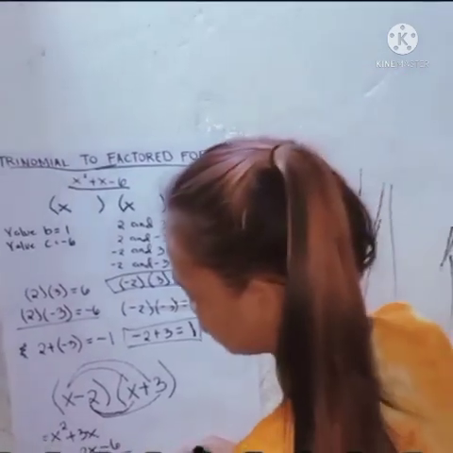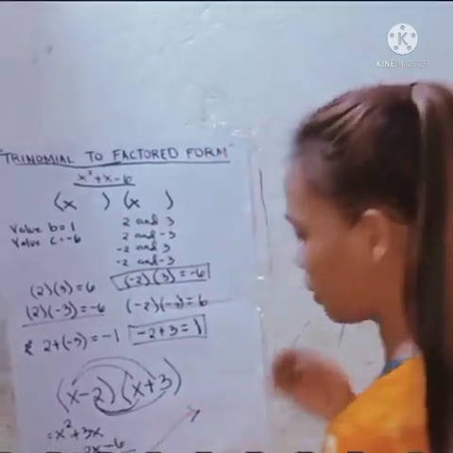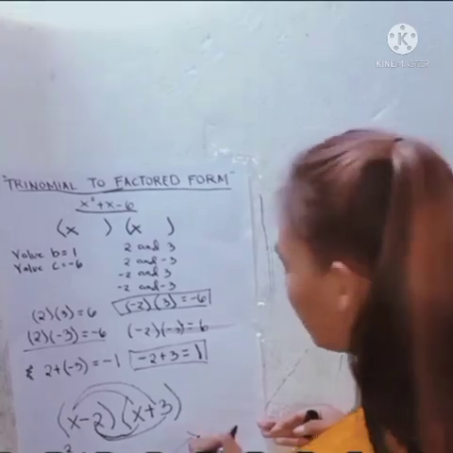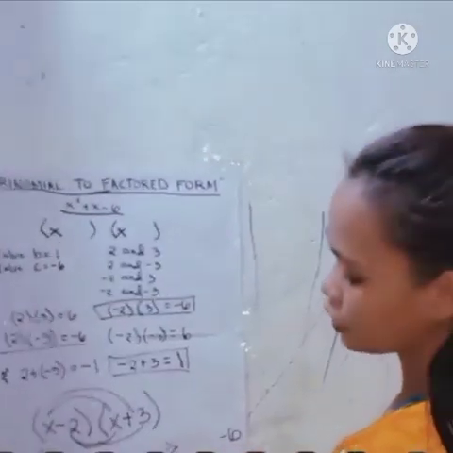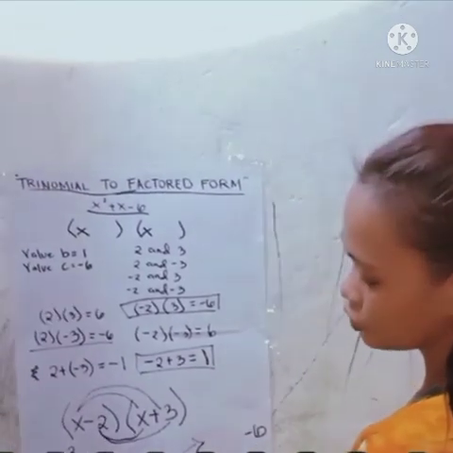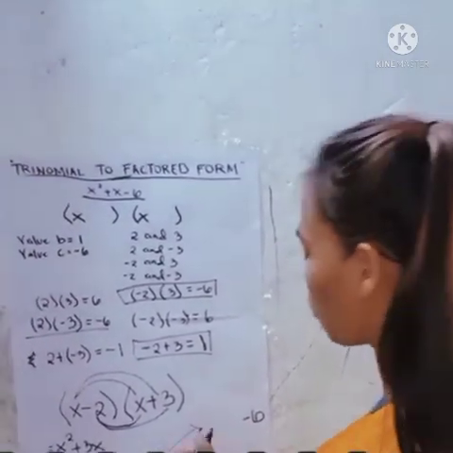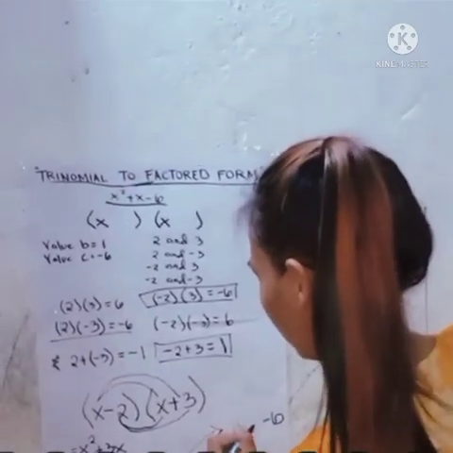So, negative 6. Let's put the answer there. Negative 6. Positive 3x minus negative 2x, so positive 1x, so plus x.